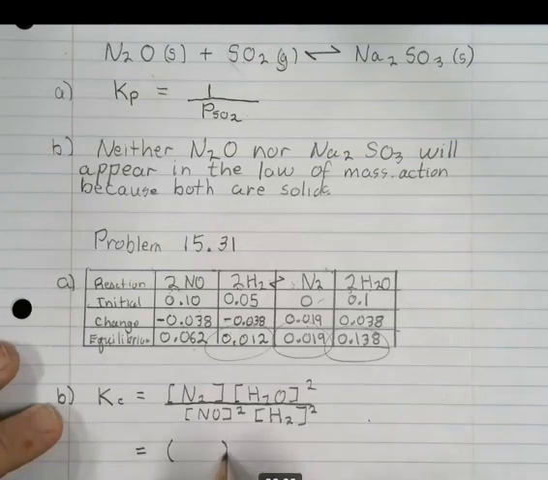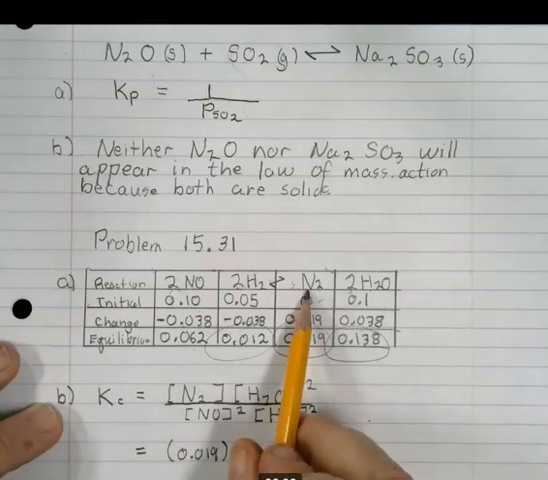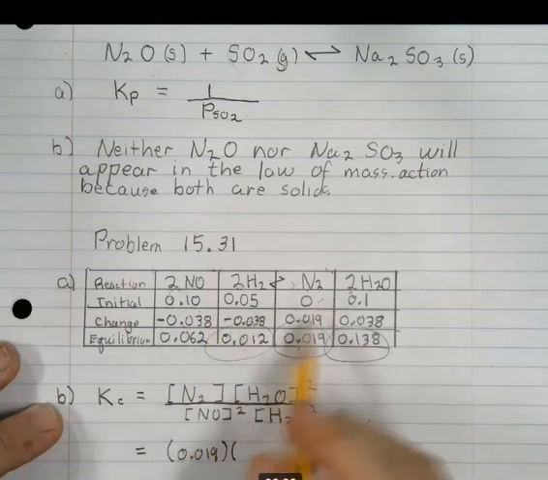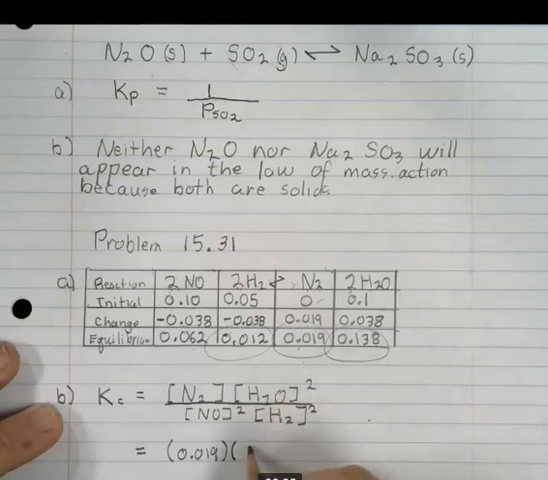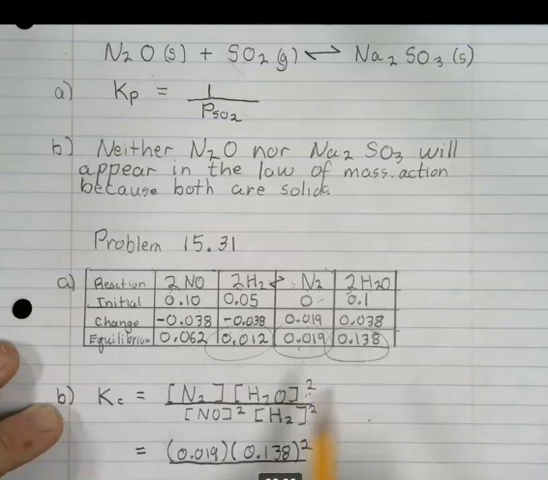Got to use parentheses on the calculator. N2 is 0.019, right there, the equilibrium of N2. We're not interested in anything above now. For this, we're interested purely in the equilibrium line. H2O is 0.138, and the coefficient is 2, so it's squared. Now we come down to the bottom. NO squared, so there's NO, and that's squared. And then you have H2, and that's squared.